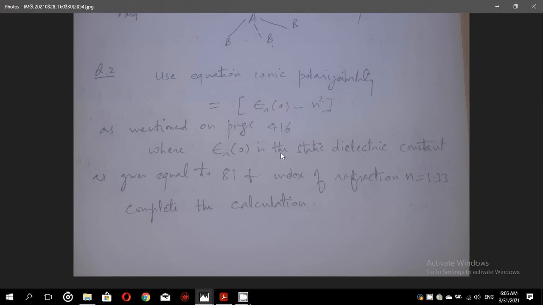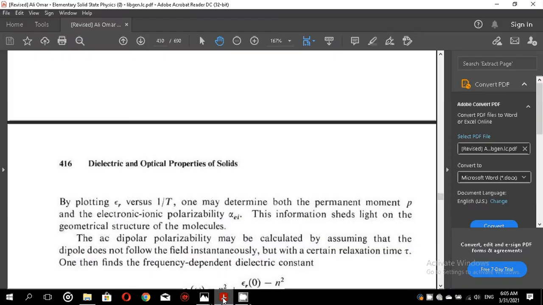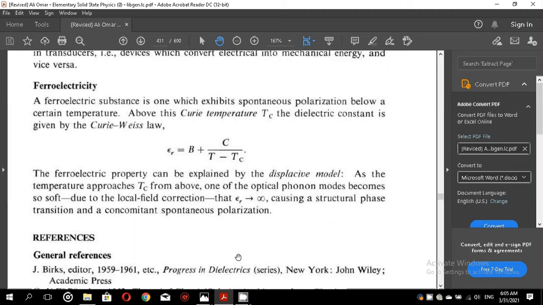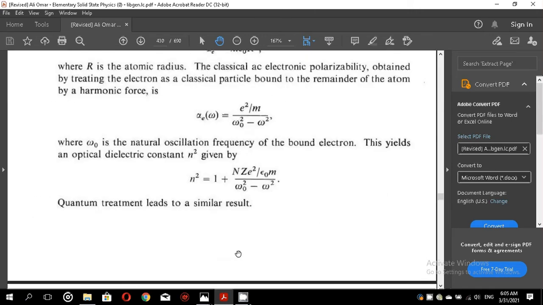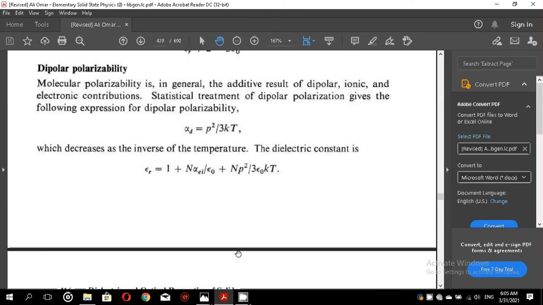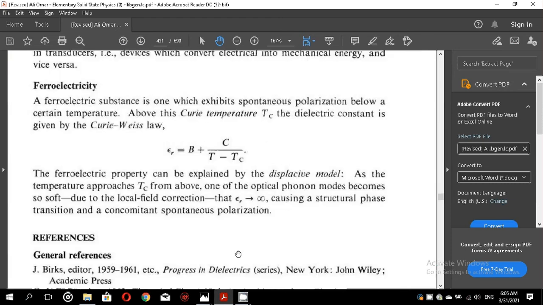Okay. So where epsilon r0 is the static dielectric constant as given, equal to 81, and the index of refraction n is equal to 1.33. So complete these calculations, and that will be the answer to question number 2. And let me go back to question number 3 here.